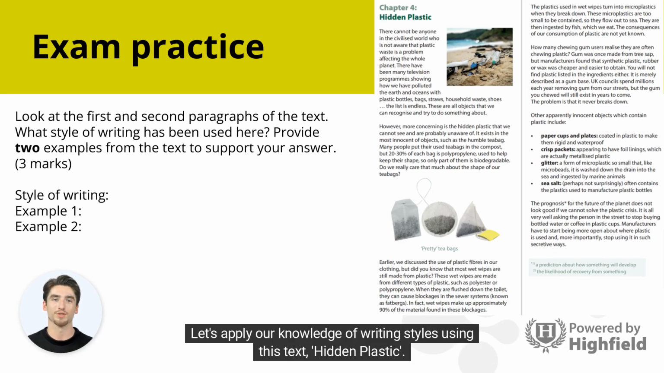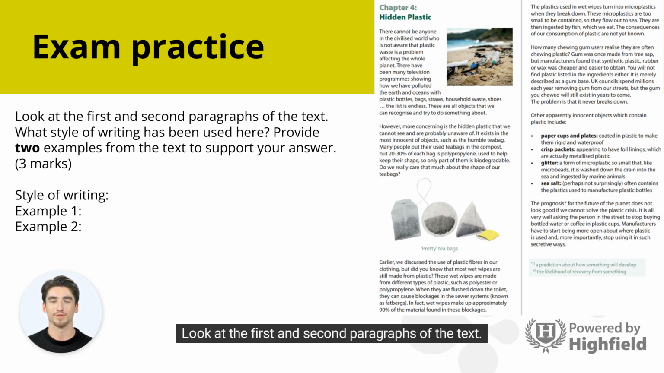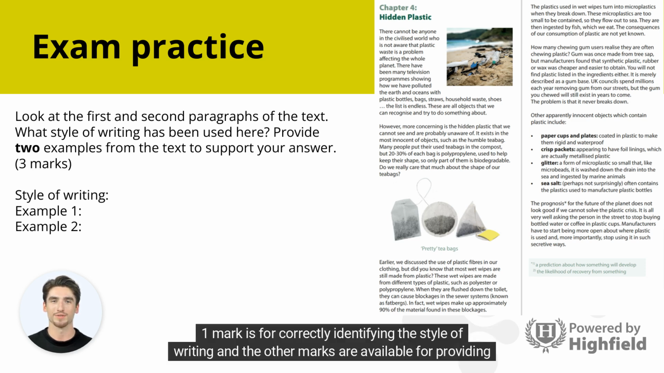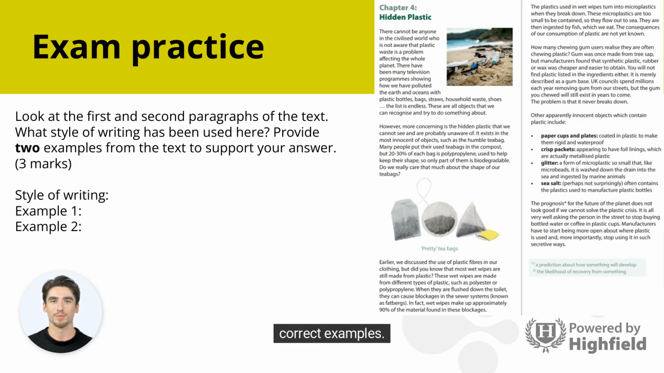Let's apply our knowledge of writing styles using this text, hidden plastic. Look at the first and second paragraphs of the text. What style of writing is used here? Provide 2 examples from the text to support your answer. Here we can see that the question has 3 marks available. 1 mark is for correctly identifying the style of writing, and the other marks are available for providing correct examples. Read the text and attempt to answer the question. Press play when you're ready to continue.